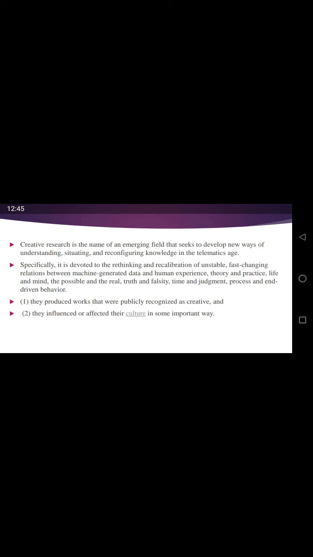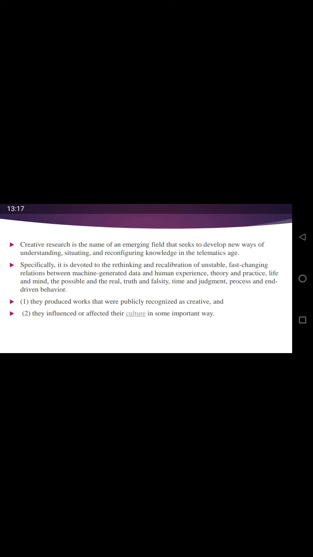I hope you are understanding what I'm trying to tell you: creative research is nothing but people thinking in another way. They are always thinking in terms of false and true. They are always going to match the machine-generated results with human experience, theory and practice. They are always going to rethink and reconfigure the results to get more correct results, or dynamic results.